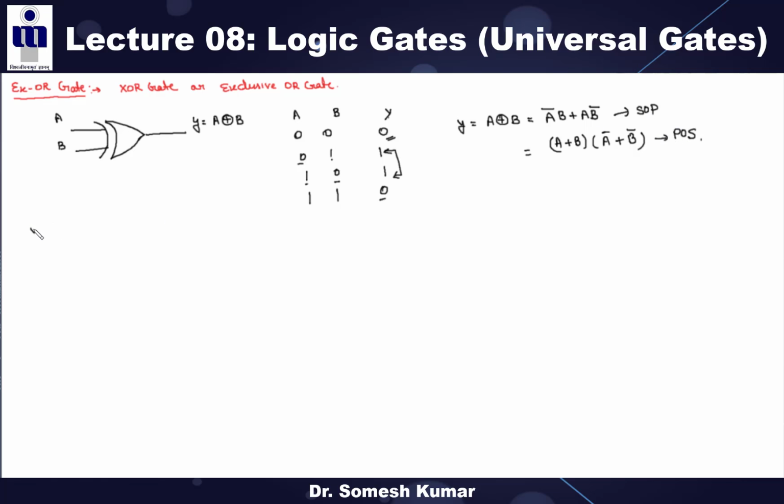So your XOR gate also follows the commutative law. If A XOR B is there, we can write B XOR A, right? So your XOR gate follows the commutative law. Next, the associative law. You can verify these laws from the truth table, right? So your XOR gate also follows the associative law. You can verify these laws from their truth tables.